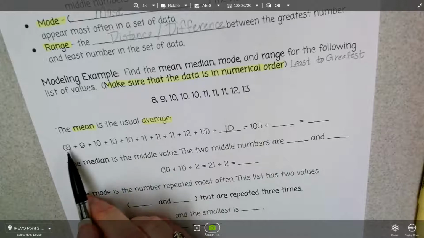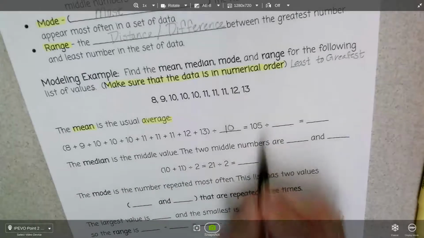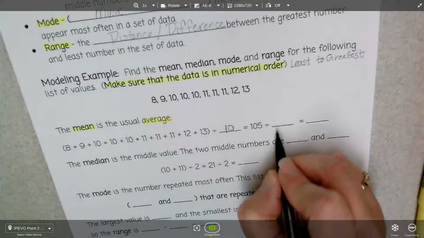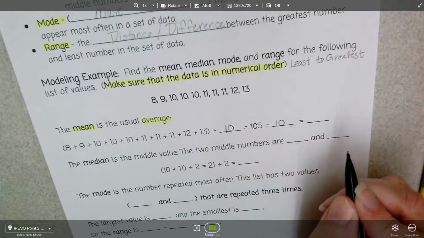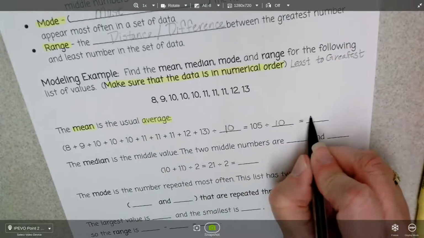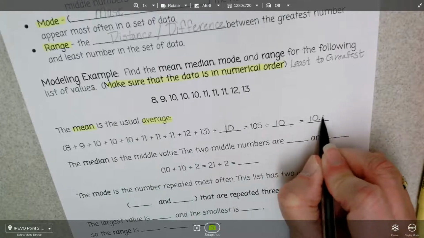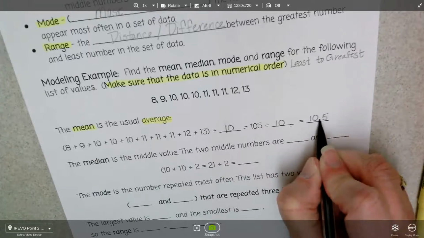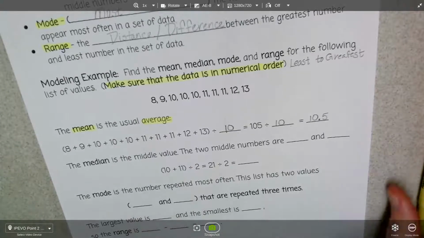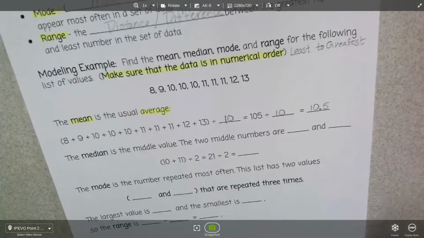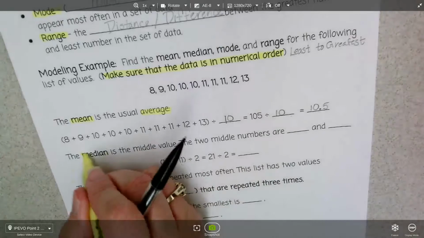And we're going to divide by that number. If you add up all of these, it comes out to 105. And then we're going to divide 105 by 10. When we divide 105 by 10, our answer is 10 and 5 tenths. 10 and 5 tenths would be the mean. We found that by adding them all up and then dividing them by how many we had.